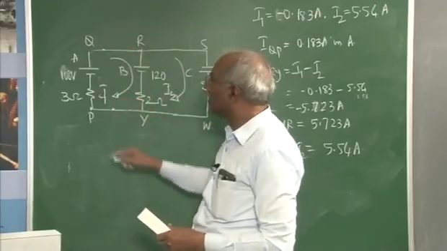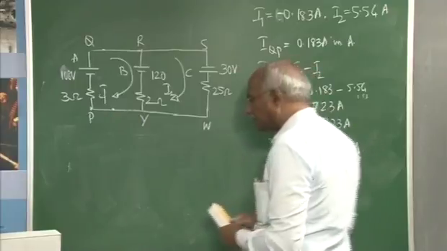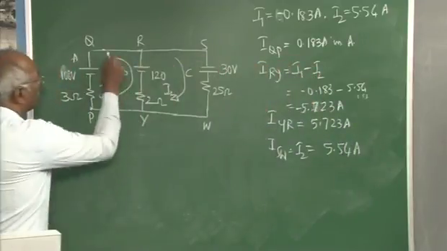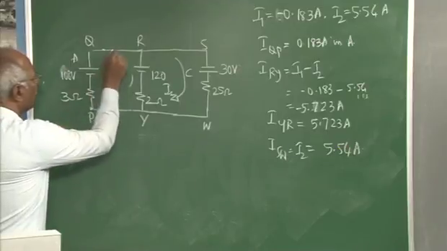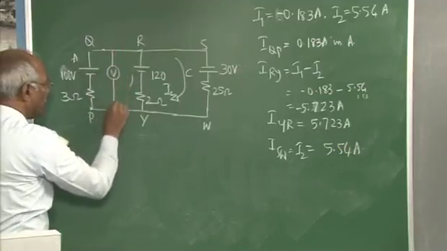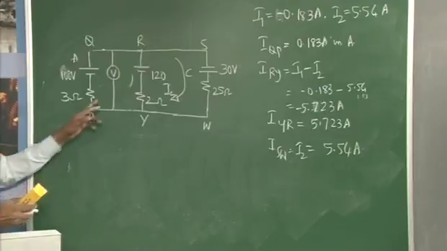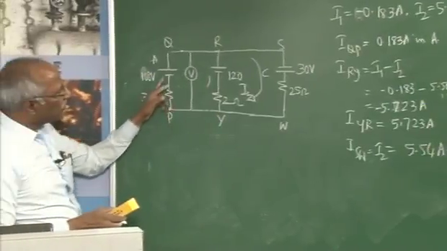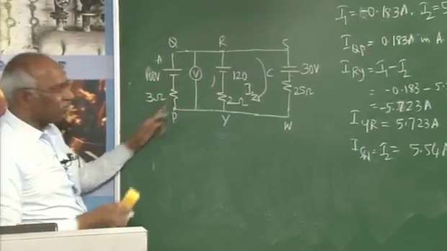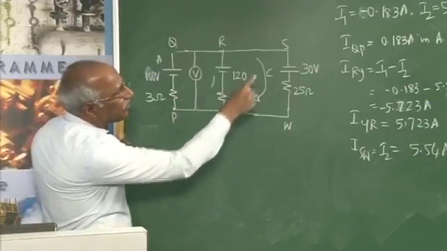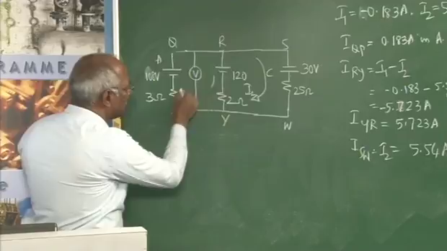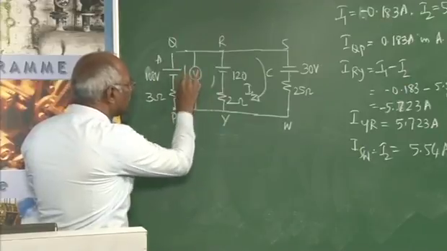Is nothing but for that, assume the voltage across this one is say some V. If at all I connect a voltmeter, it records this voltage and the drop in this one. The current here, I1, is 0.183, but it is not in this direction; it is in the opposite direction, that is this way.